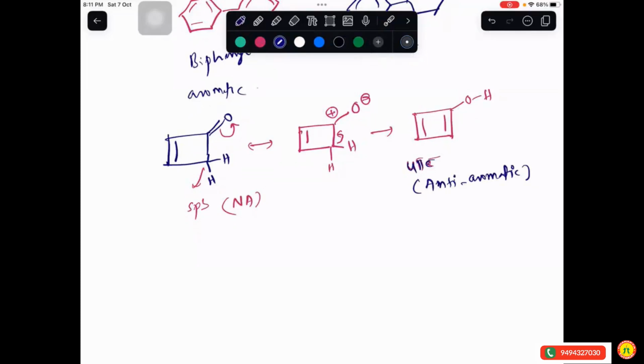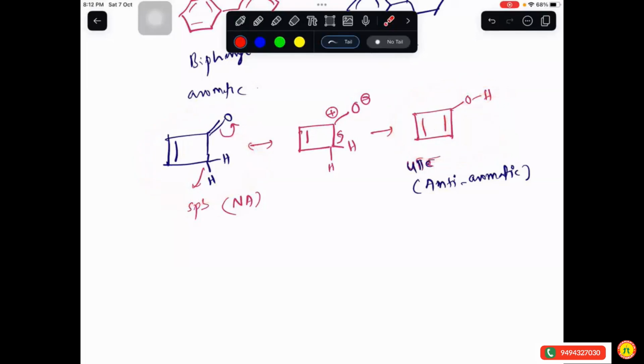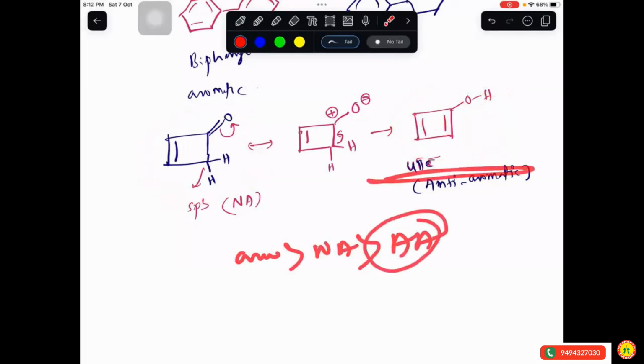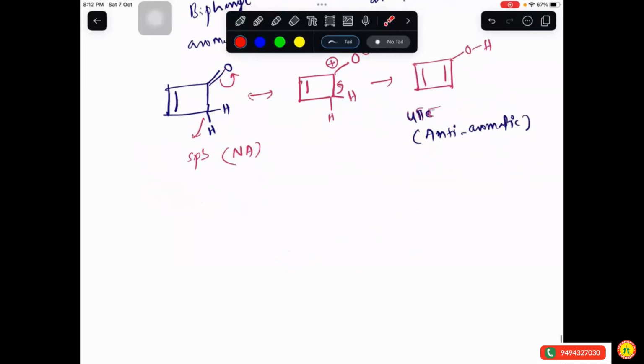Now tell me, which is more stable, this one or this one? See, even though the alcohol is formed here and double bonds are there, this is the more stable one, because, you know already, aromatic is more stable than non-aromatic. After that comes anti-aromatic, so anti-aromatic is not stable. That's why the alcohol will not form. The same molecule stays in the form of this one. Next one.